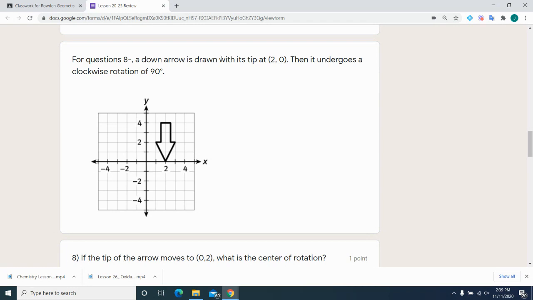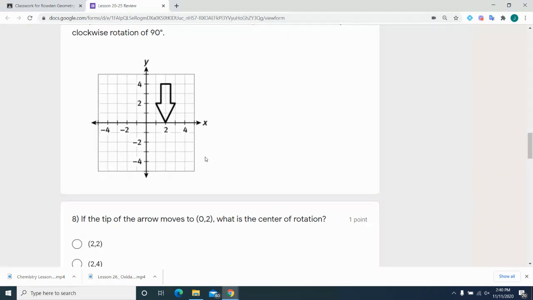A down arrow is drawn with its tip at 2, 0, and then it undergoes a clockwise rotation of 90. It doesn't tell us what the center is, but it's going to go clockwise, which would be going the direction of a clock. This is the way it's going, 90 degrees. So if the tip moves to 0, 2, what is the center? So 0, 2 would be right here. If rotating 90 degrees like this moves this tip from here to here, so you see if you go up 2 right here, this must be the center. So the center must be 2, 2.